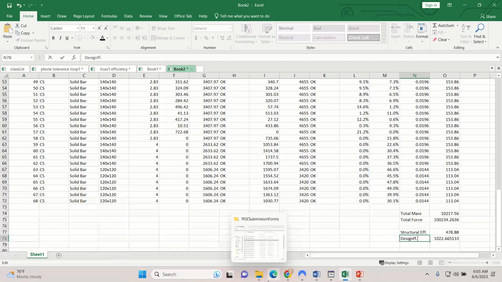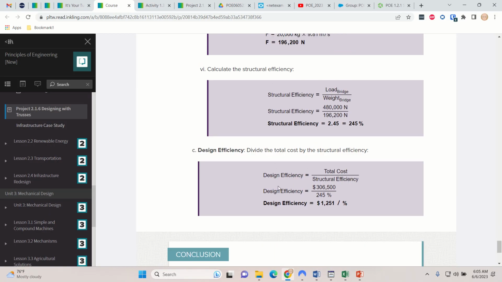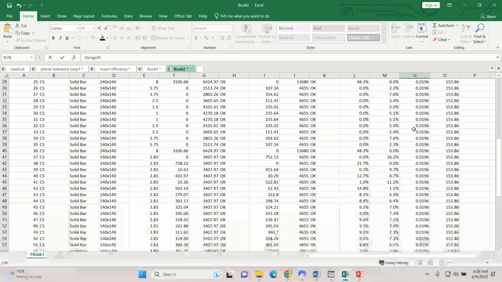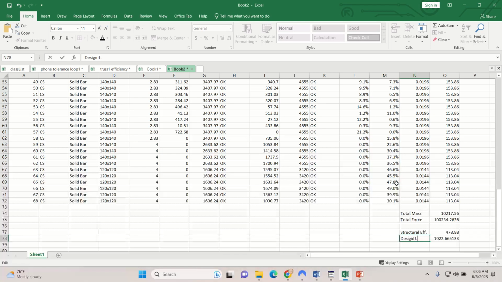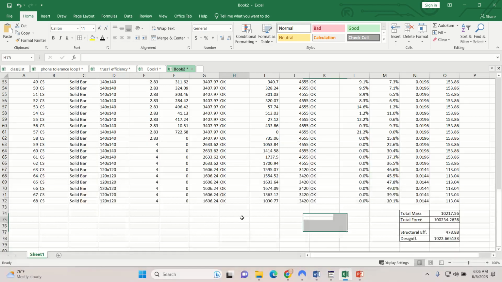So those are the things they are looking for here: structural efficiency and design efficiency. It wasn't too bad by completing these. That's how you would find these things right here. That's the stuff they're asking you to calculate. Okay, and there you go.